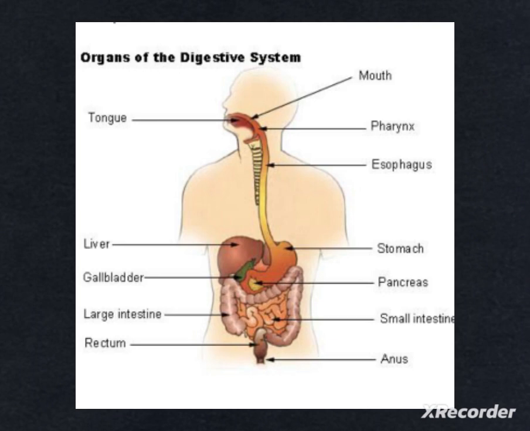The second part of the digestive system or the alimentary canal is the pharynx. This is located just behind the mouth, which communicates with the esophagus. The third part is the esophagus. It is a thin and long muscular tube that leads into the stomach. When we swallow, the food from the mouth enters the stomach through the pharynx and esophagus.